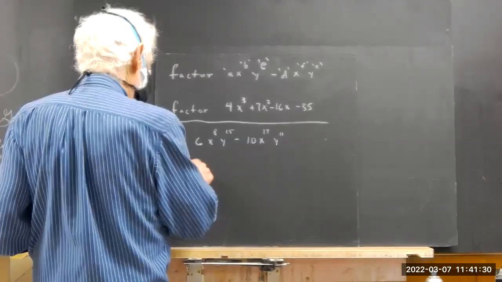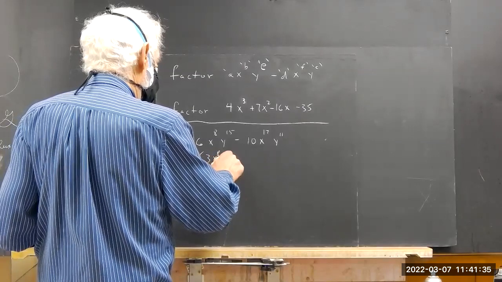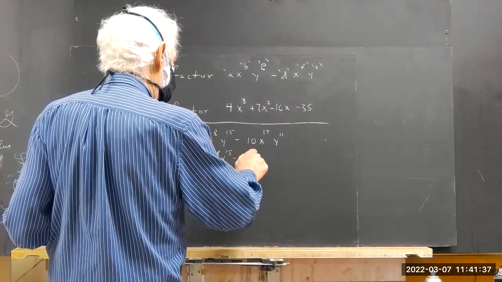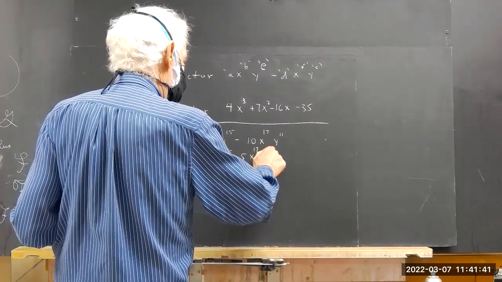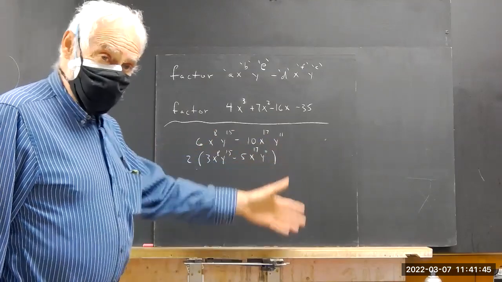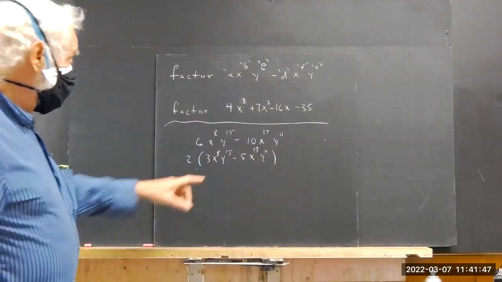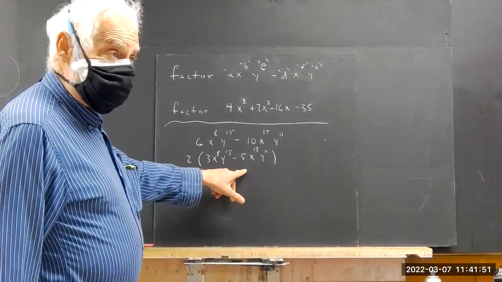So we could write this as 2 times 3x to the 8th, y to the 15th, minus 5x to the 17th, y to the 11th. Okay? So we've done a little bit of factoring, but there's a lot more to do. But there's nothing more we can do with these numbers because 3 and 5 don't have common factors.